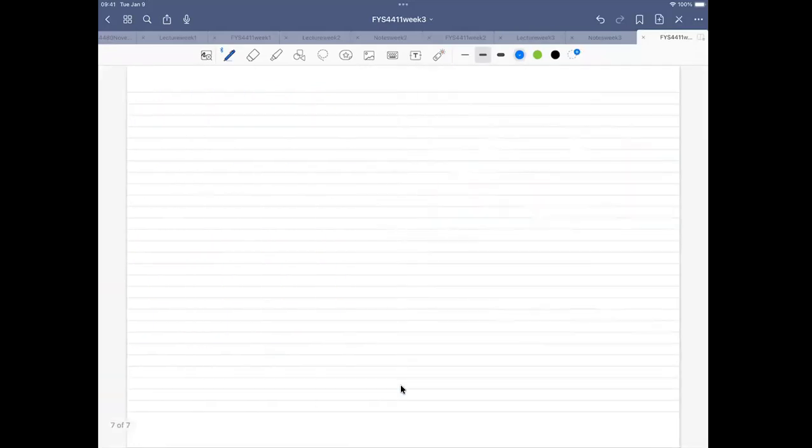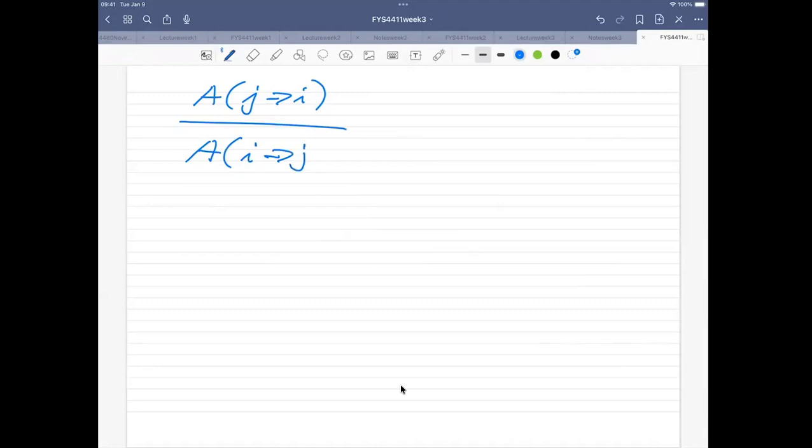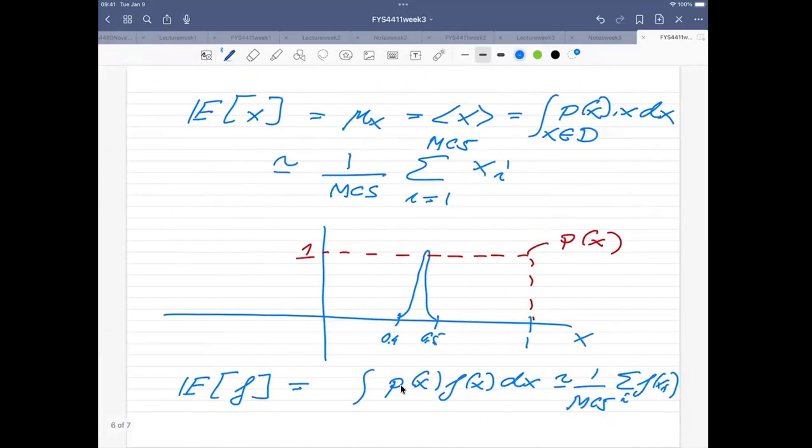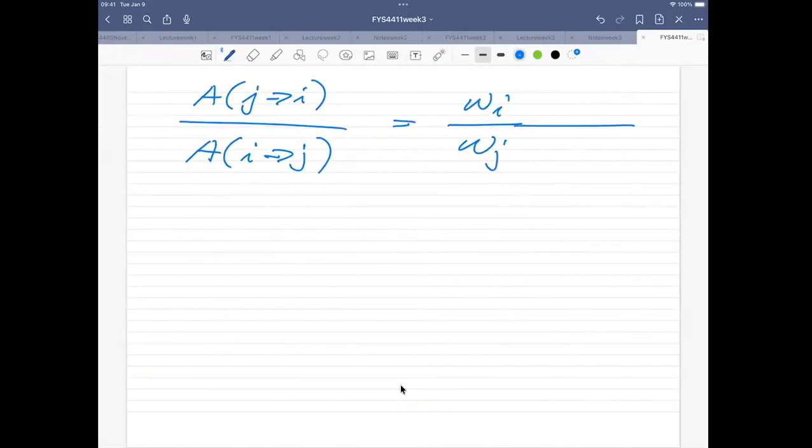So what we are going to get then, if we now want to model this A of j going to i, and A of i going to j, this is still the same ratio. So we have Wi divided by Wj. And then if we now go back to the equation which we had, we simply need to multiply up T of i going to j and T of j going to i. So what we're going to get then is simply this multiplied with i going to j and the case with j going to i here.